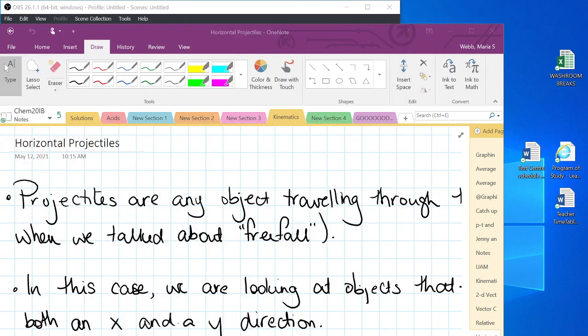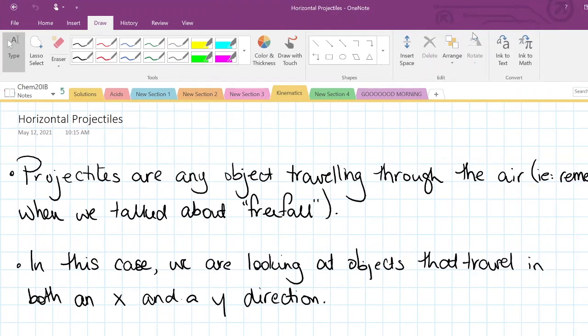Mrs. Webb here. I want to take a little time to chat with you guys about projectiles. So that's next on the docket. We've actually already briefly chatted about projectiles when we introduced the term free fall, and we looked at objects that were being thrown straight up in the air or dropped straight down, right? So we looked at projectiles in a one-dimensional plane. Now we're going to look at it in terms of a two-dimensional plane.